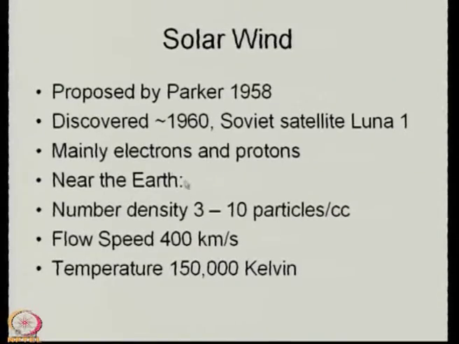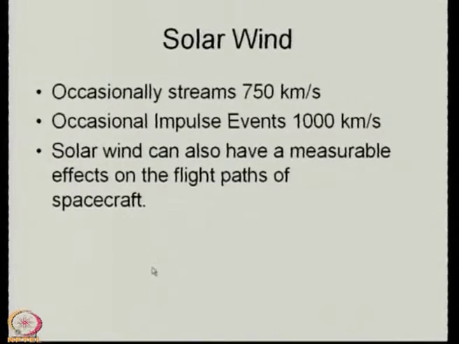Near the location of the earth, the number density is around 3 to 10 particles per cc, considerably smaller. The flow speeds are of the order of 400 kilometers per second and the temperature is around 150,000 Kelvin. There are occasional streams which have 750 kilometers per second speed and impulse events which can have speeds as high as 1000 kilometers per second. Solar winds are very important for satellite communication, and they can also have measurable effects on the flight paths of spacecraft. It is a constant wind blowing out from the sun.